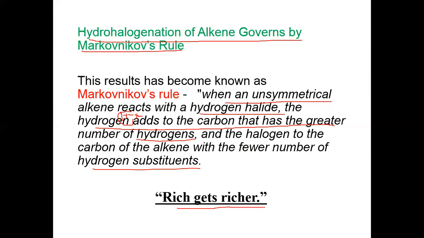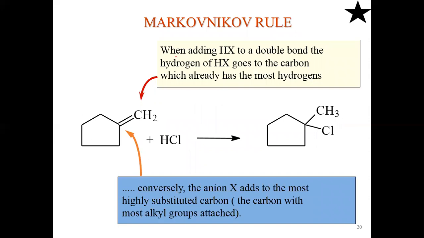So the rich gets richer. So there are already a lot of H, and then H is added again to that structure. So this H will be added to the carbon that has even more H. Okay, Markovnikov's rule again: when adding HX to a double bond, the hydrogen of HX goes to the carbon which already has the most hydrogen.